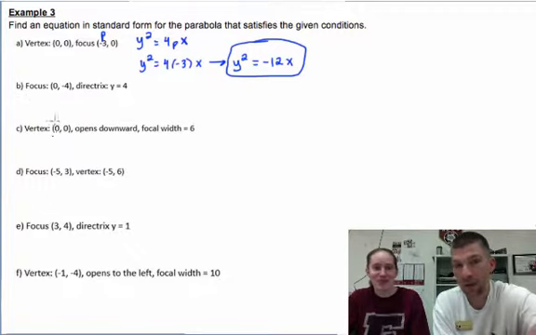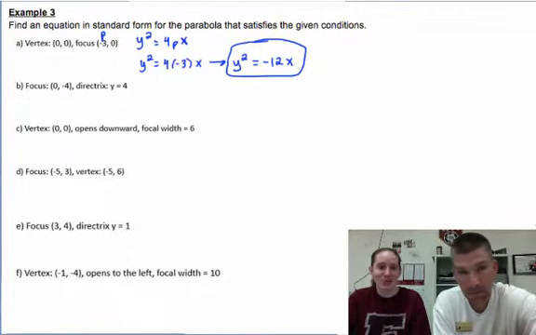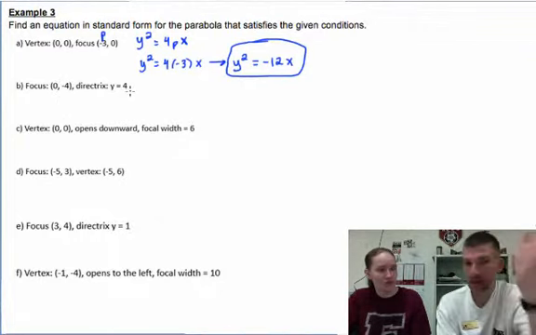Okay. Now how hard was that? That was not hard at all. So B. Now we've got a focus of 0, -4 and a directrix at y. I know exactly what to do.